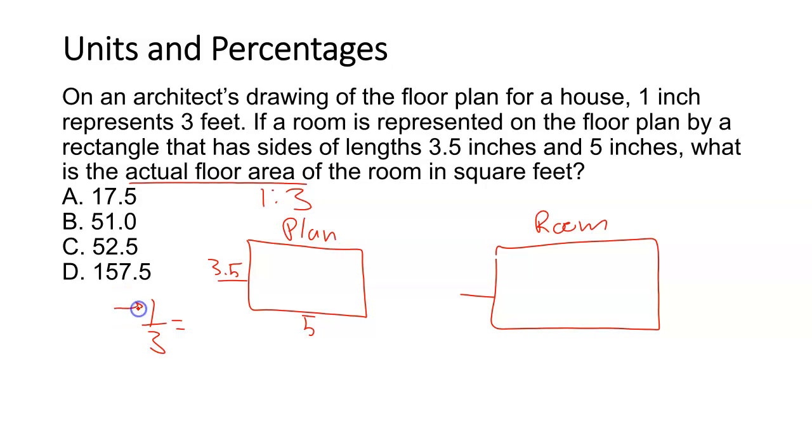What does this 1 represent? Inches. What does the 3 represent? Feet. Do I know inches or feet? So what do I put up here? What do I put down here? Then you can solve. Okay? What is 3.5 times 3? 10.5. Thank you.